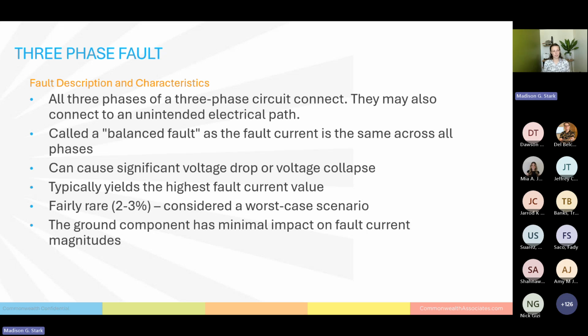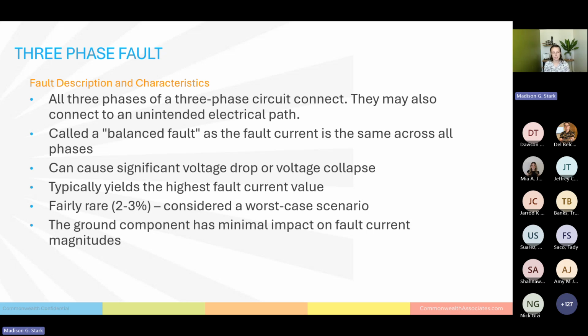And then the last fault that we'll cover is a 3-phase fault. So a 3-phase fault and a 3-phase to ground fault are technically slightly different, but in the case of a 3-phase symmetrical fault, the ground component has minimal to no impact on fault current magnitudes. So these 3-phase faults in the study are generally treated as one and the same. This is the balanced fault. All 3 phases see the same fault current. So it's easiest to do the math for, honestly, because it's balanced. But this is the worst case fault scenario.